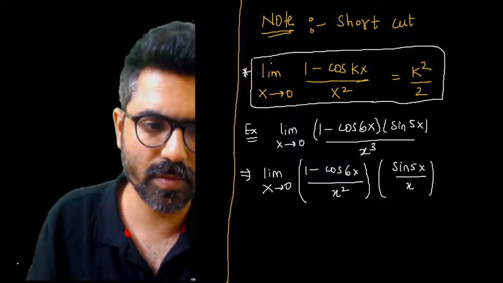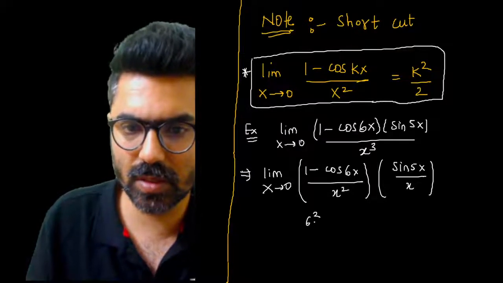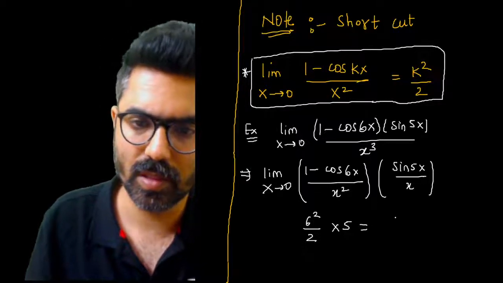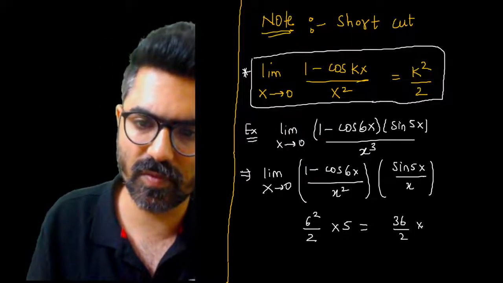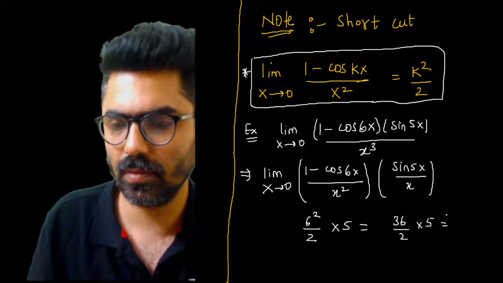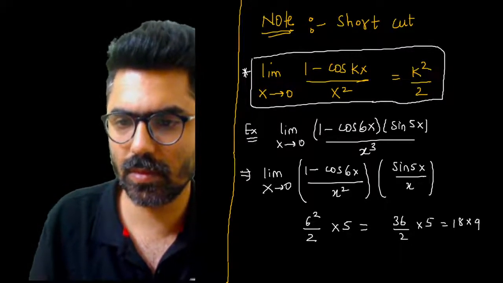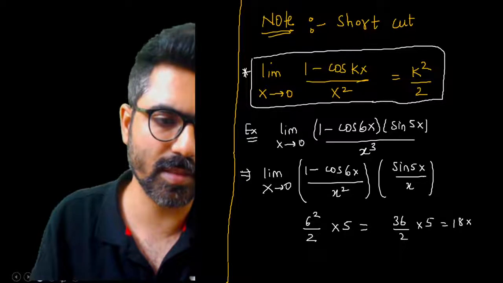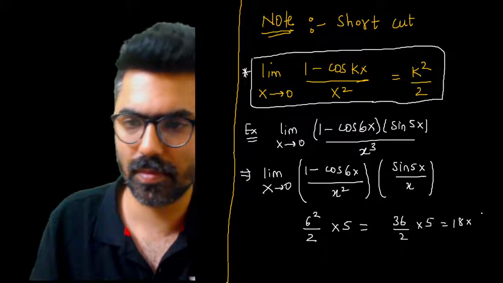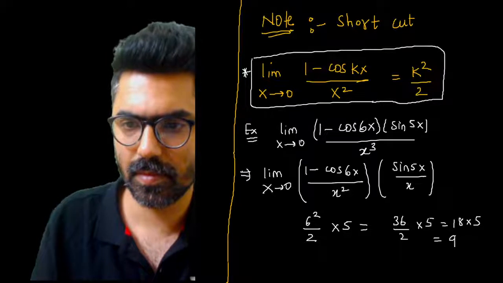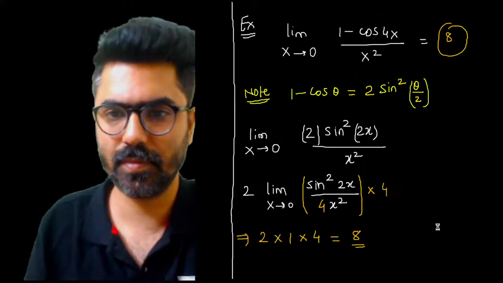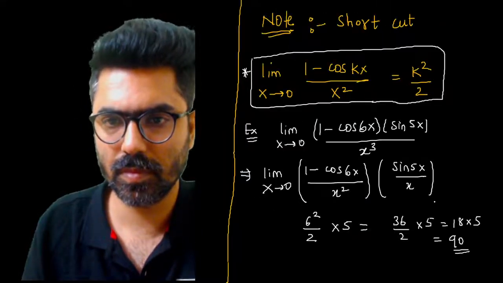So let's apply that formula. k square by 2 means 6 square by 2. And the formula for the sine part gives 5. So it is 36 upon 2 into 5, that is 18 into 5. 90 is the answer. I hope it is clear. Now let's take one more.